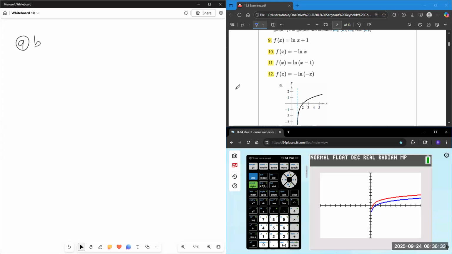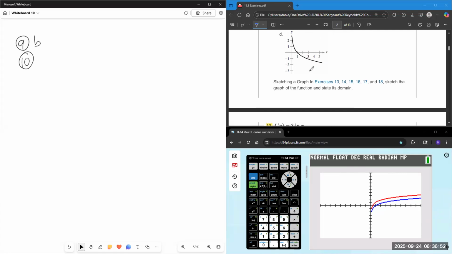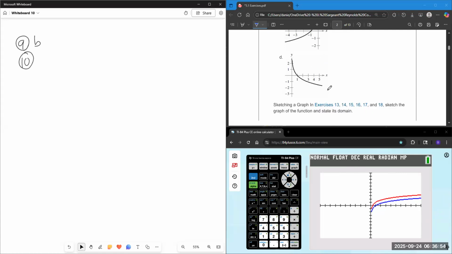The second problem here, number 10, is a vertical reflection. So start with the blue function, and everything that's negative becomes positive. So it's going to be coming down through (1, 0) and then kind of level out here. So which one is coming down through (1, 0) and then kind of leveling out? That's D.